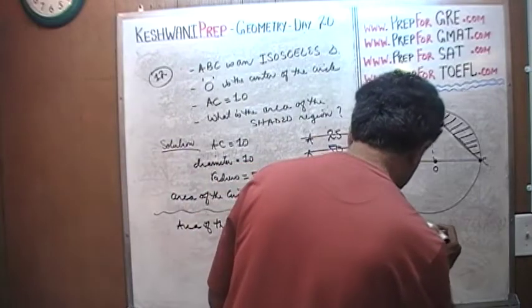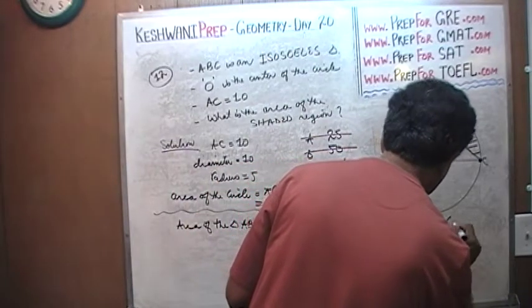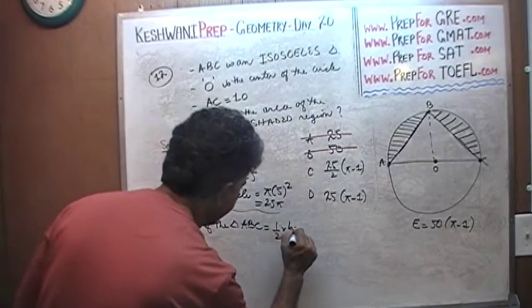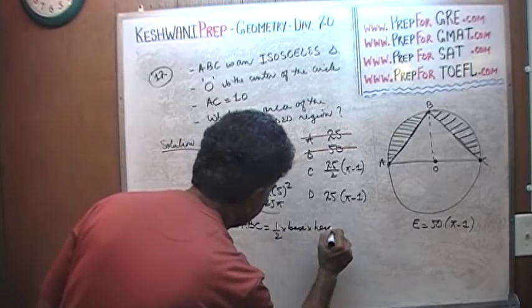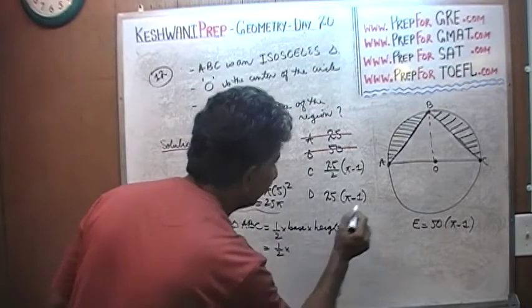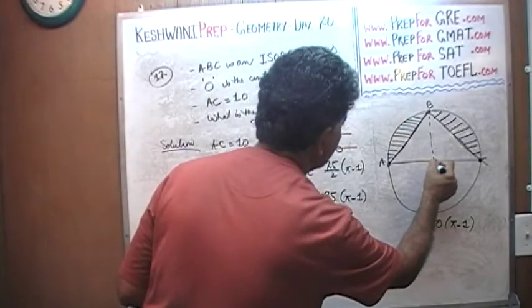Answer choice E is here. I'm going to put the answer choice E here. 50 pi minus 1, I needed the room. Area of the triangle is 1/2 base times height. 1/2 base, which is A to C, times height, which is going to be from O to B.